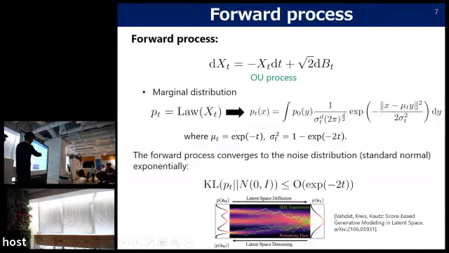So this formulation states that the conditional distribution of x_t conditioned by the initial point y is given by this explicit form of the Gaussian distribution. This is very important to implement the diffusion model. Another important point is that the distribution p_t converges to the normal distribution in exponential order. The KL divergence between p_t and the Gaussian distribution converges to zero in exponential order. So this is also another important property.